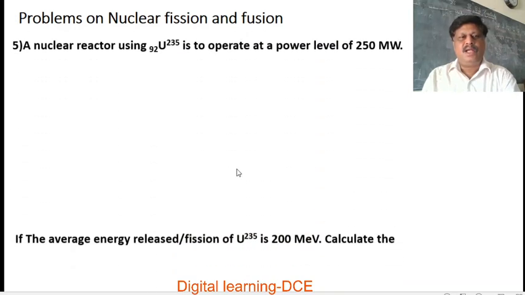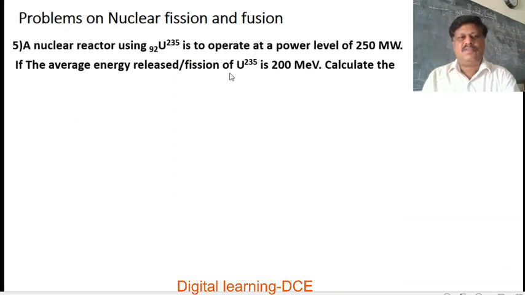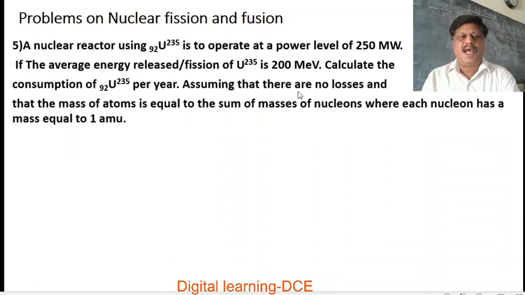Fifth problem. A nuclear reactor using uranium-235 is to operate at a power level of 250 megawatts if the average energy released per fission of uranium-235 is 200 MeV. Calculate the consumption of uranium-235 per year, assuming that there are no losses and that the mass of an atom is equal to the sum of masses of nucleons, where each nucleon has a mass equal to 1 AMU.